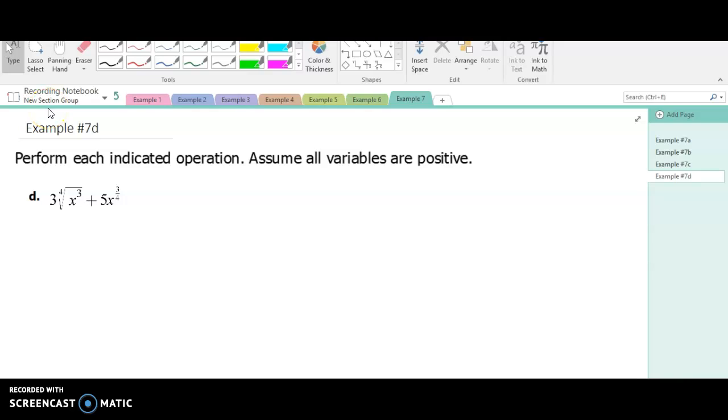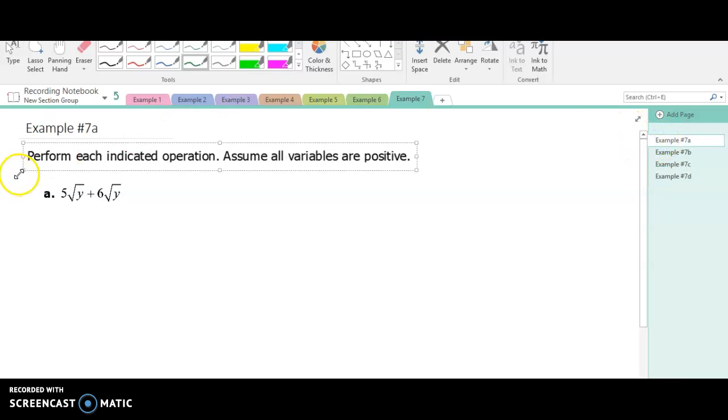Alright guys, so this is still section 5.2 and these are for example under 7. So there's 4 of them. There's an A, B, C, D. So we'll go through each one of them. Okay. And here we're just going to add and subtract expressions. Okay, so kind of like we've done before.